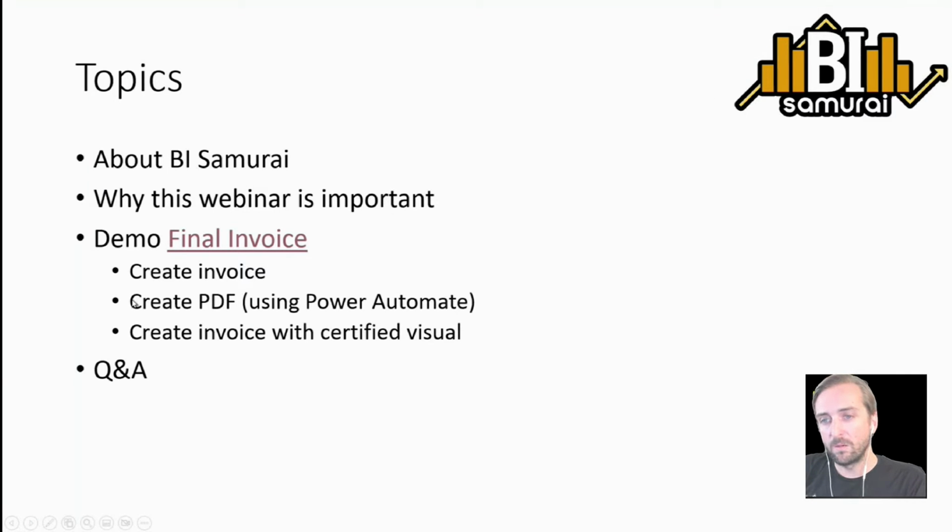Once we have the invoice, there's probably a next step. We probably want to send the invoices to our clients. So I'm also going to show you one way to create PDFs from all the invoices using Power Automate. Then we're going to do the same thing again, but with a different visual. In the second part, we're going to use our certified custom visual. This part will only be quite short. We're going to spend most of the time on step 1 and 2.